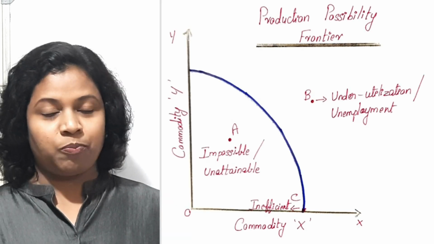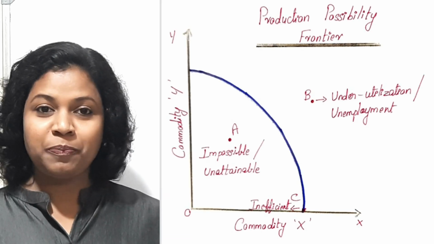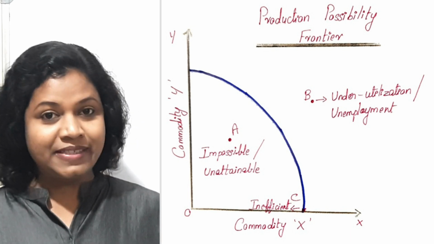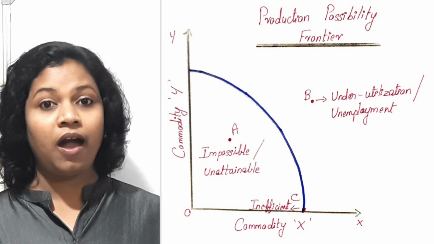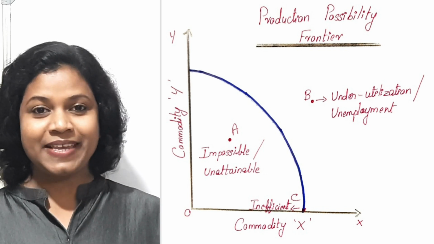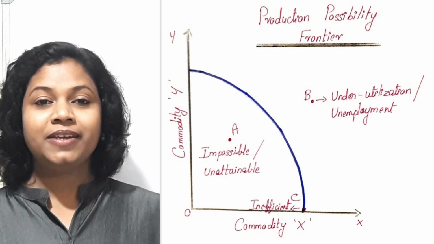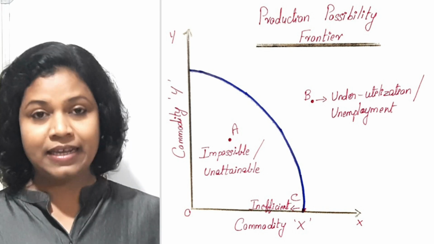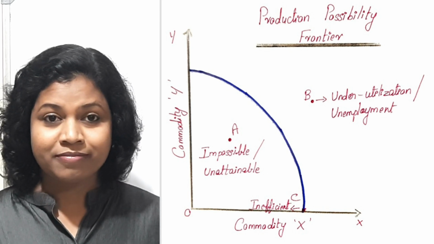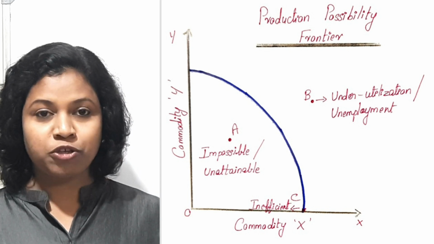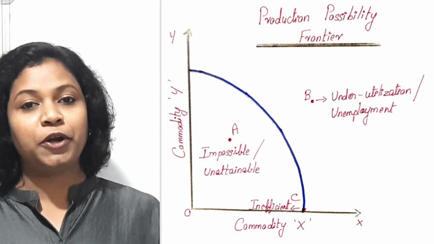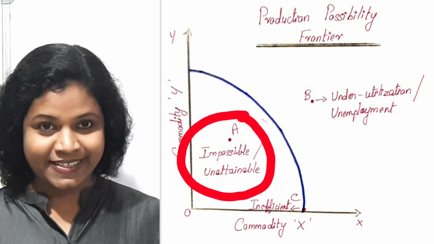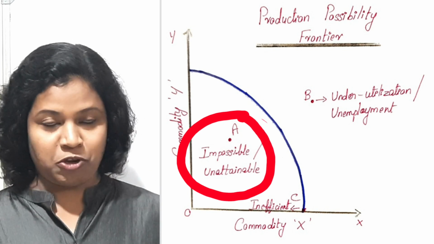See the first diagram. What is it? It is production possibility frontier, production possibility curve. What are the mistakes in this particular diagram? How many mistakes are there? Let us see. See point A. It is mentioned in the diagram, it is impossible or unattainable. It is wrong. Actually, all the combinations which lie inside this production possibility curve show underutilization. So that is the first mistake.